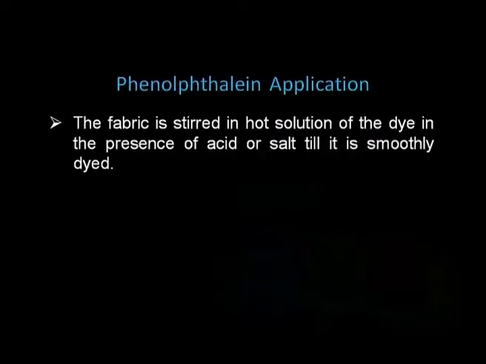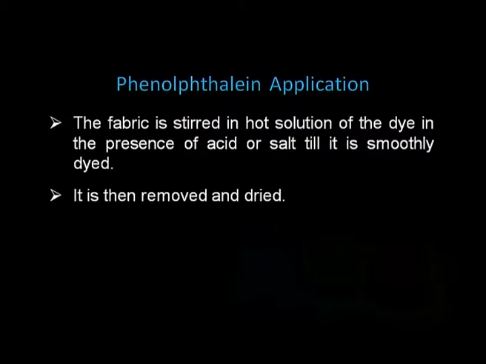The mode of application of phenolphthalein is as an acid dye. These dyes are essentially sodium salts of acids which contain a sulfonic acid or a phenolic acid group. The color of the dye is in its negative ion, that is in alkaline solution. These dyes have very bright colors and have a very wide range of fastness. These dyes are also called anionic dyes. These dyes are always used in acidic solution. The fabric is stirred in a hot solution of the dye in the presence of acid or salt till it is smoothly dyed. It is then removed and dried.